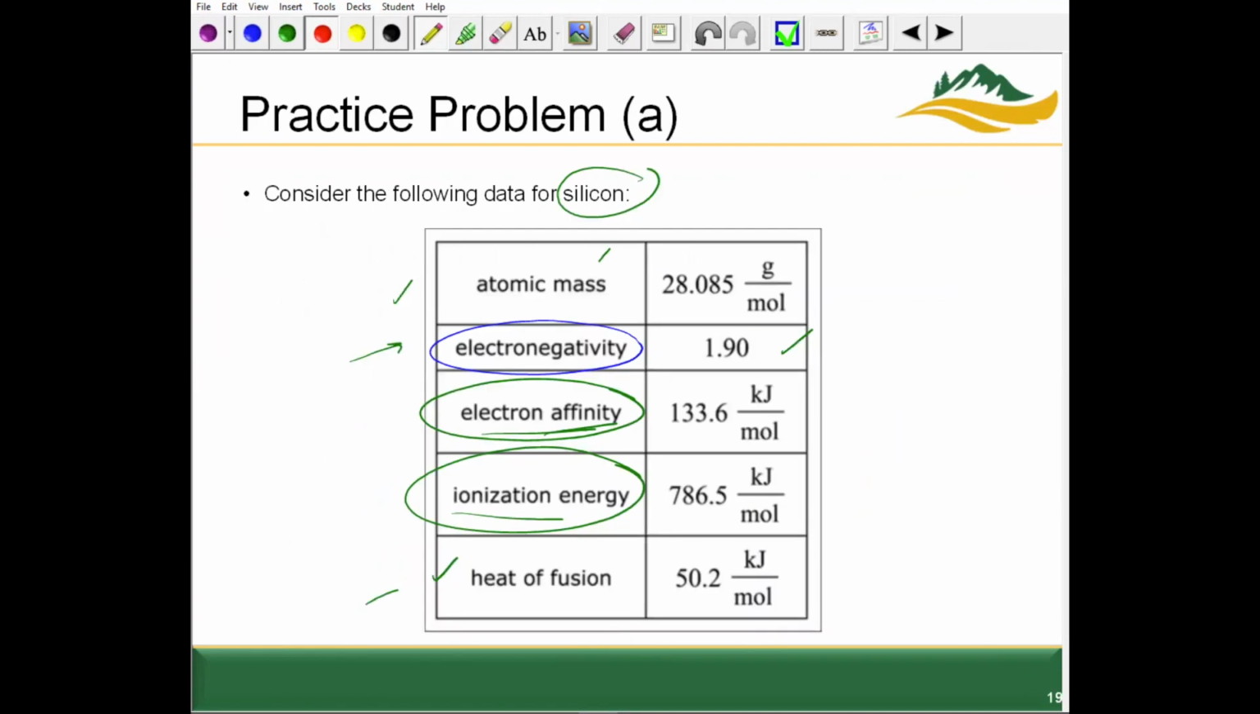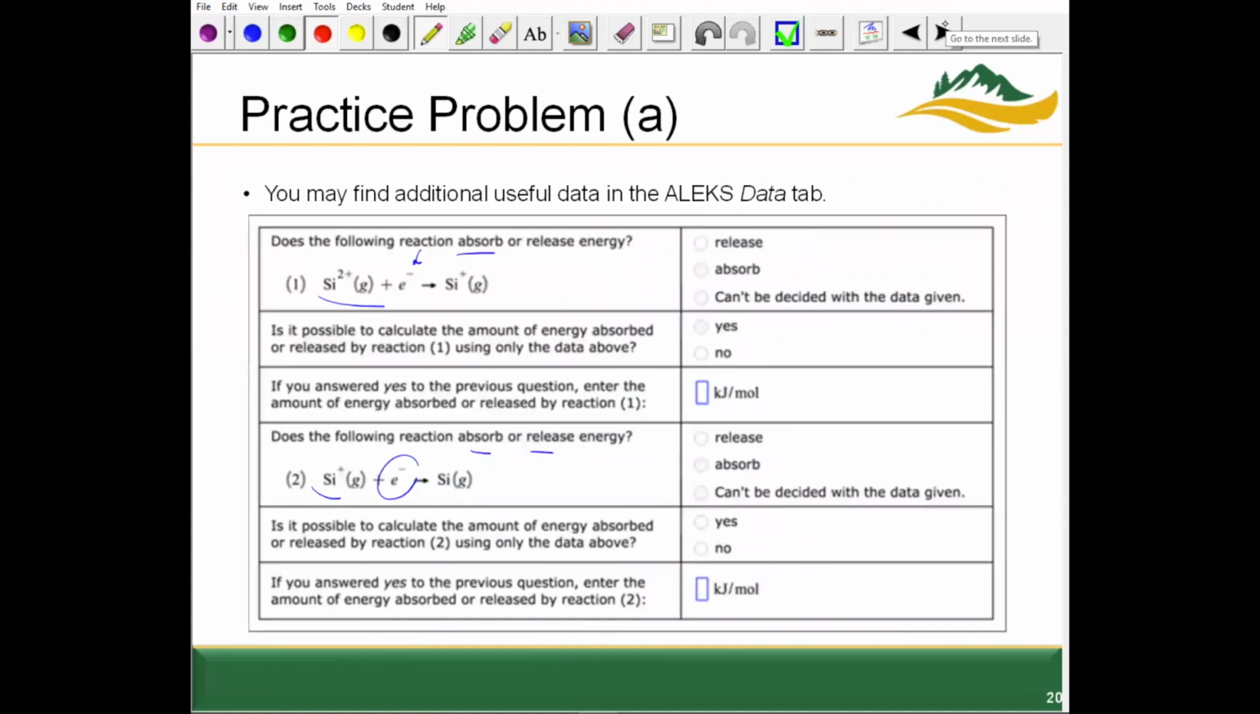So let's apply all this to our practice problem. I mentioned we would look at electronegativity. We'll actually look at that in chapter 9. So let's go through this practice problem. We just need the ideas of ionization energy and electron attachment here.